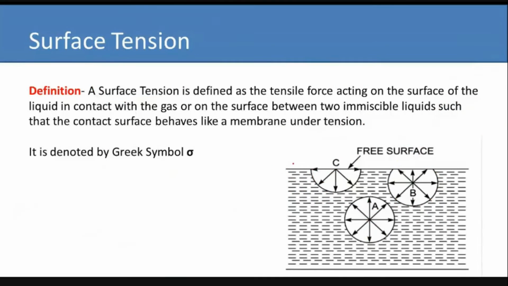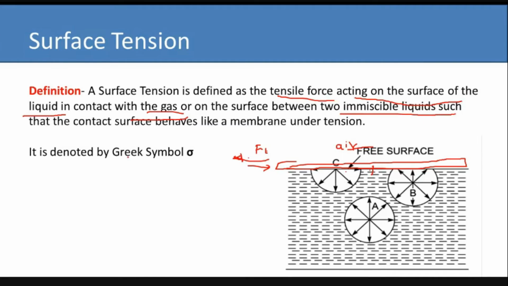So surface tension is nothing but a tensile force. It is a tensile force acting on the surface of the liquid in contact with the gas. That means on this liquid surface there will be some force which is tension force. And when is this going to happen? When the liquid is in contact with the gas or air, or on the surface between two immiscible liquids.